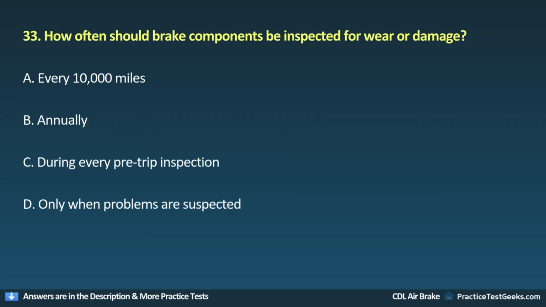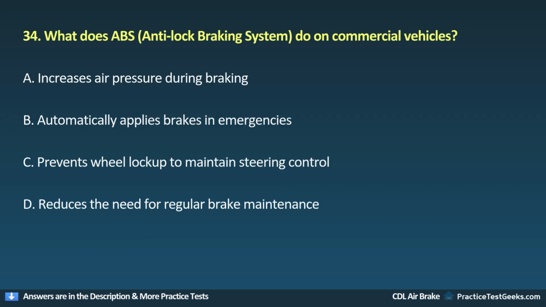33. How often should brake components be inspected for wear or damage? A. Every 10,000 miles. B. Annually. C. During every pre-trip inspection. D. Only when problems are suspected.